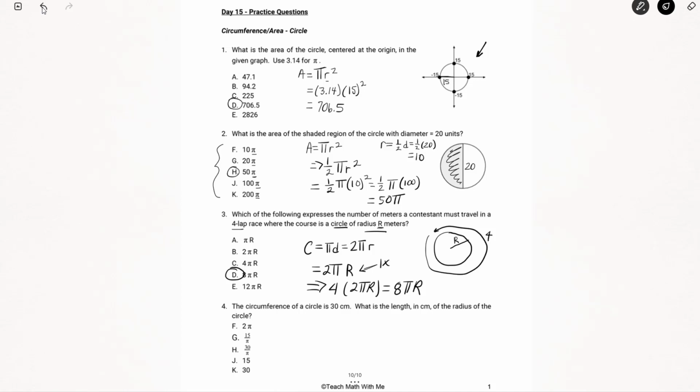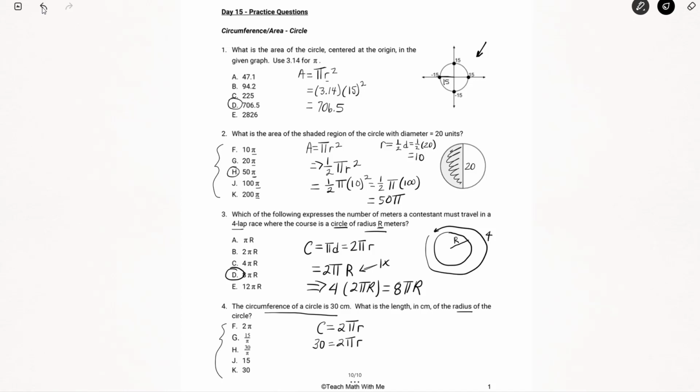Taking a look at question number 4, the circumference of a circle is 30 centimeters. What is the length in centimeters of the radius of the circle? So they give us the circumference, and now we need to find the radius. So remind ourselves, C is equal to 2 pi r. And if we glance, some of our answer choices make use of pi, so I'm going to keep pi in there as is right now. I'm going to substitute in, I have a circumference of 30. So 30 is equal to 2 pi r, and I want to solve for r.